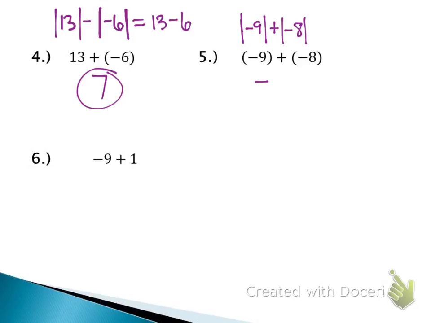Kion, what's the absolute value of -9? 9 plus, what's the absolute value of -8? 8. Wonderful. We add them together to get 17. And we know our answer was negative because we started with the same sign. Add the same sign, you keep that sign.